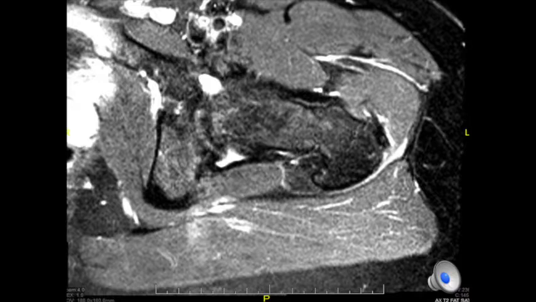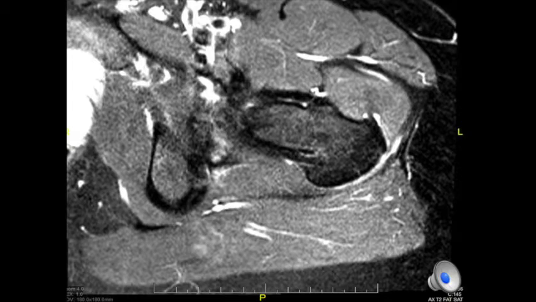Here is an axial image showing the superior posterior facet insertion of the gluteus medius, lateral facet insertion of the gluteus medius, the bald spot between the lateral facet and the anterior facet, and the anterior facet insertion of the gluteus minimus.